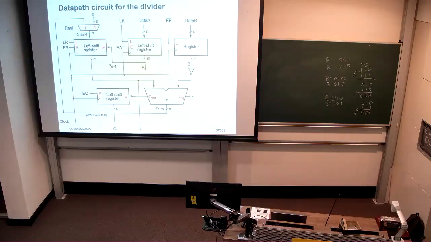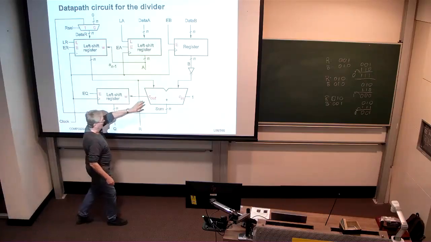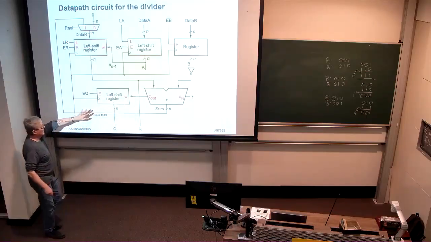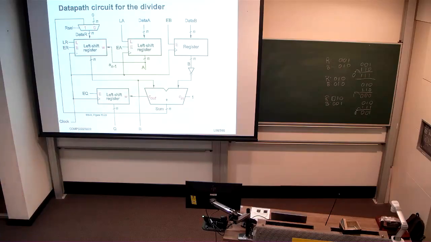Right? And irrespective of whether the carry out is 1 or 0, we're going to be shifting that into the Q register, the quotient register, on every clock cycle. Okay? We're subtracting B, hence complementing all the bits and adding a 1 in, so that's our 2's complement.